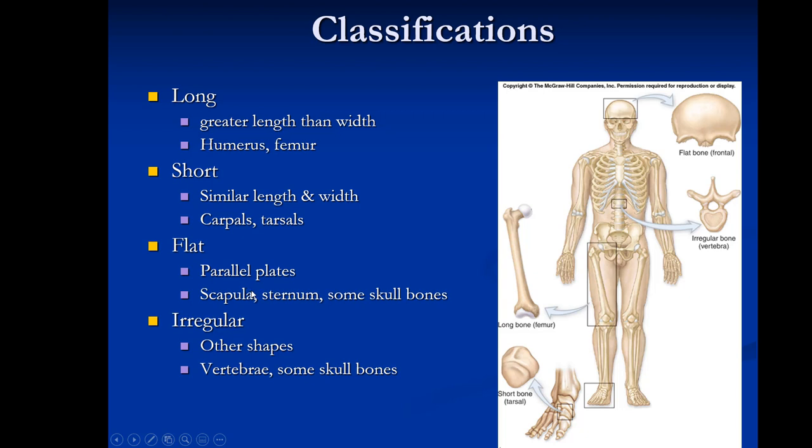Flat bones look like plates or parallel plates with a little bit of spongy bone in the middle. And so a lot of the skull bones, the external skull bones, are going to be flat bones. Like this is called the frontal bone, makes up your forehead region. Scapula, which is your shoulder blade. The sternum is also considered a flat bone. So it looks like a little flat plate.